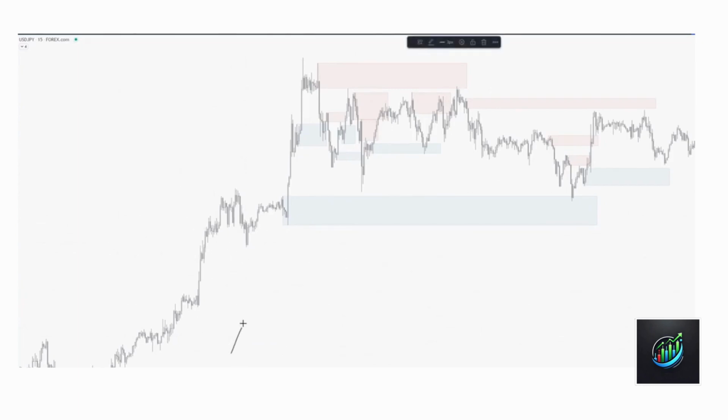Price has been moving in an uptrend. We're seeing that expansion to the upside. Then we see price create a sideways range and expand to the upside, breaking out of that range, which is the basis of our range created demand zone continuation model.